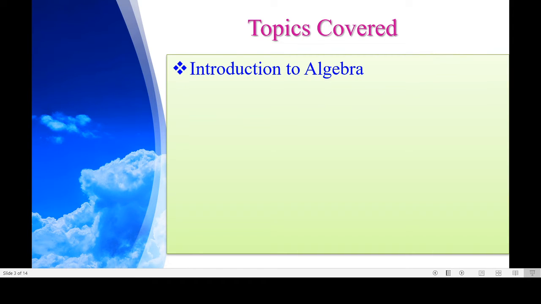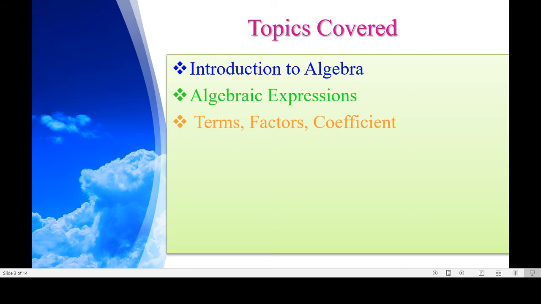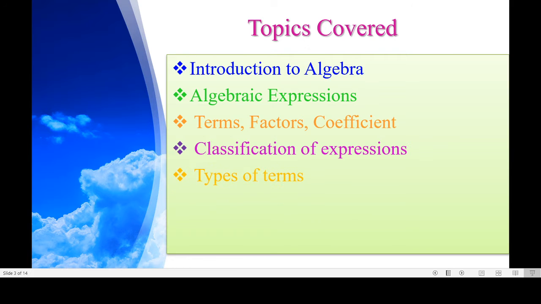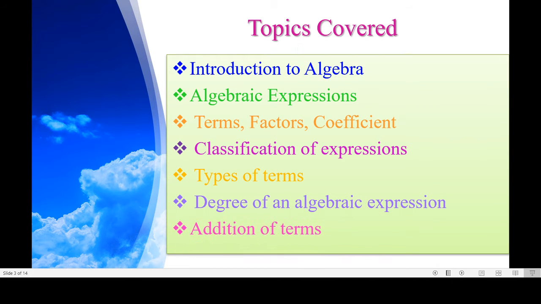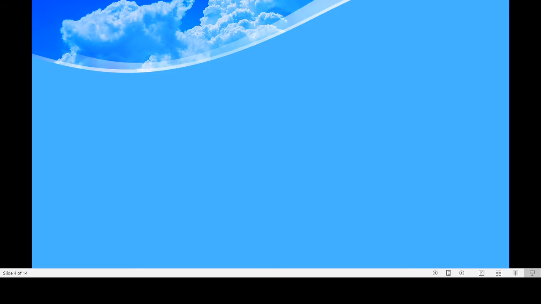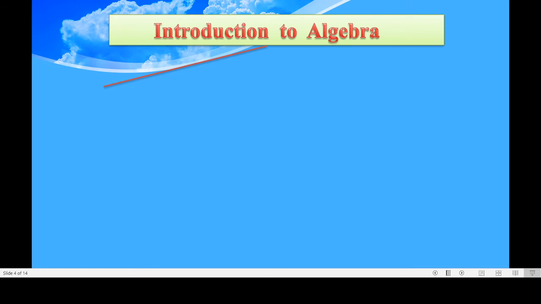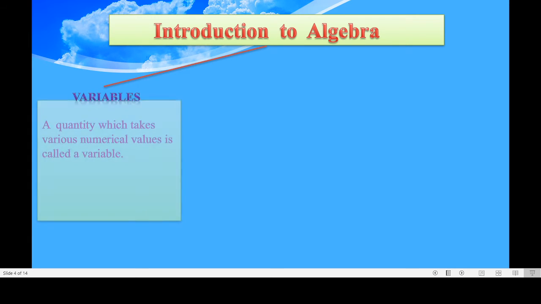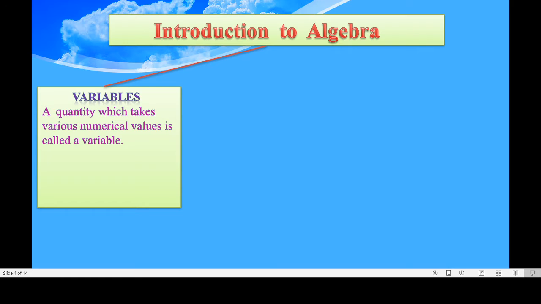In this class, we are going to cover Introduction to Algebra, algebraic expressions, terms, factors and coefficient, classification of expression, types of terms, degree of an algebraic expression and addition of terms. First we will see Introduction to Algebra. You have already learned the general use of algebra. We will be using variables.